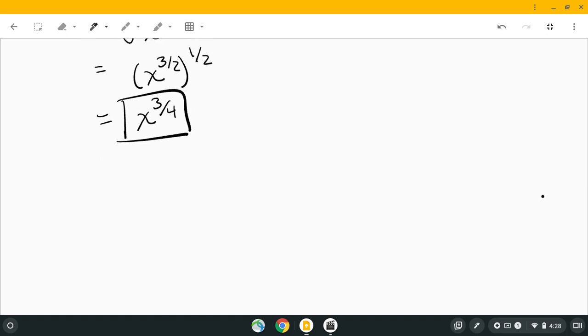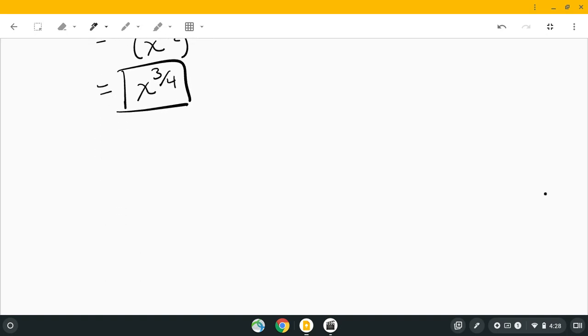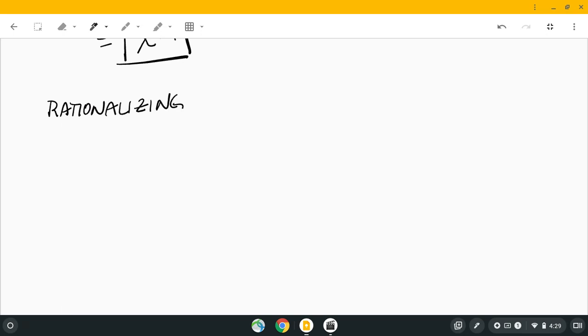Okay, this last part we're going to do here deals with rationalizing denominators, and then we'll be done. Rationalizing denominators.